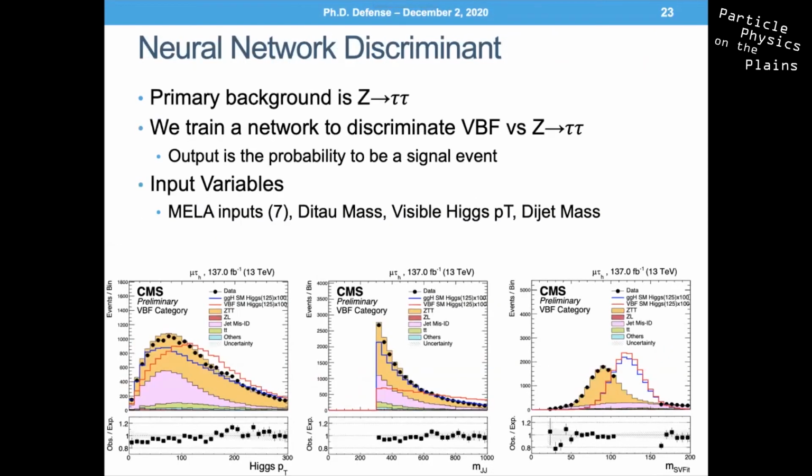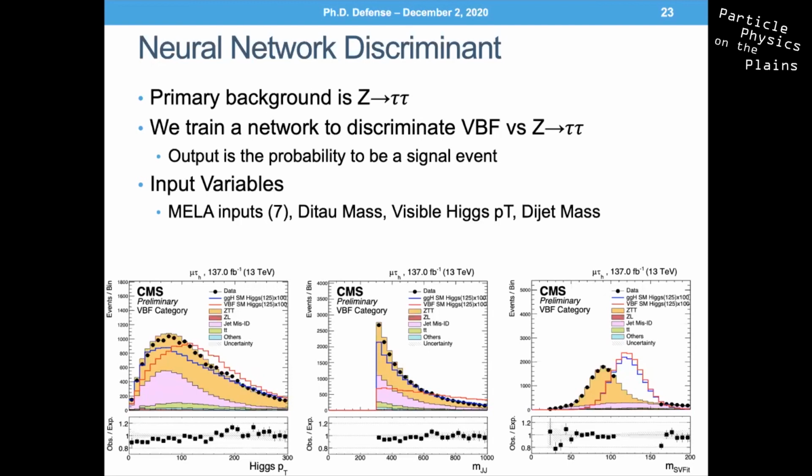And so, as I mentioned, we don't use the Mella discriminant for backgrounds. Instead, what we do is we train a neural network discriminant to separate our signals and backgrounds. So we start by training just VBF versus Z to tau tau, because VBF is our more sensitive signal, and Z to tau tau is our largest background. So we train a network just to separate these two processes, and the output from this network is the probability that this event was a VBF event.